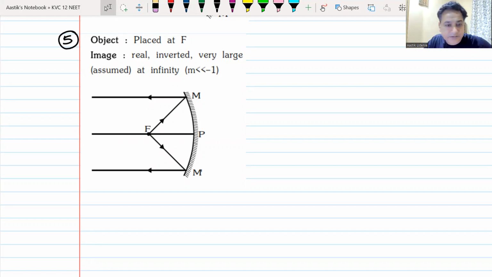That was position number 5. The diagram is not important. What is important is you understand what we are doing. Yes or no?